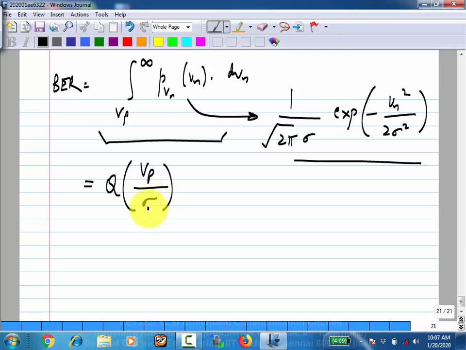It's also worthwhile remembering that this Vp by sigma is like a signal to noise ratio. Vp is the signal amplitude and sigma is the noise standard deviation, right? And as you expect, if the signal becomes larger or the noise becomes smaller, this bit error rate goes on reducing. Okay? And you may know this already. What is Q of 3? Do you know?